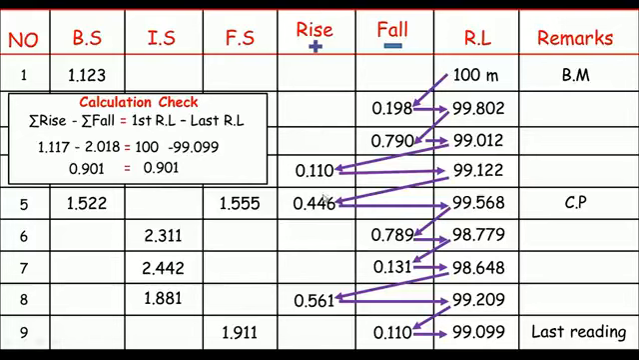And this is it. So here in this section, we learned how to solve the rise-fall table to obtain the reduced level of each point. And then we learned how to check the calculation if it's okay or not.